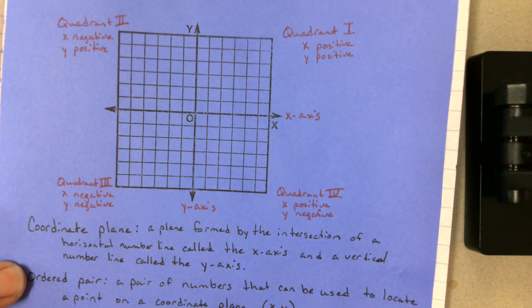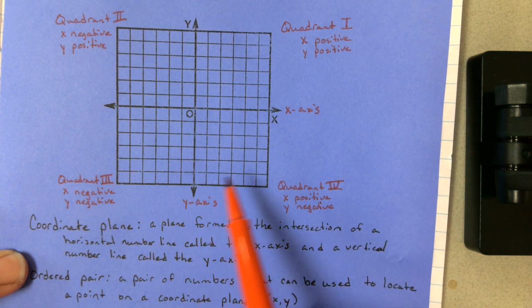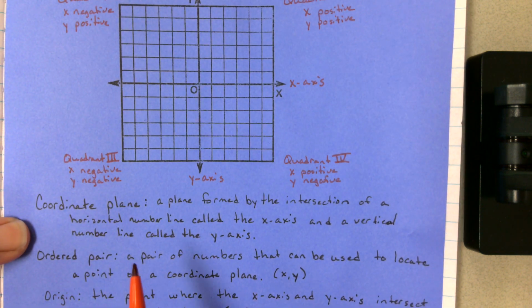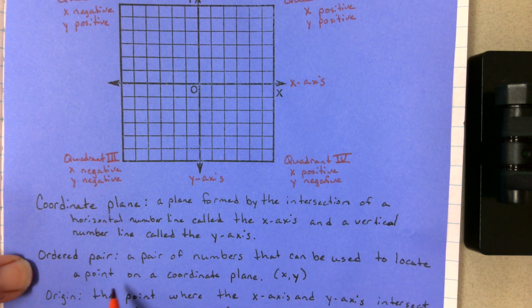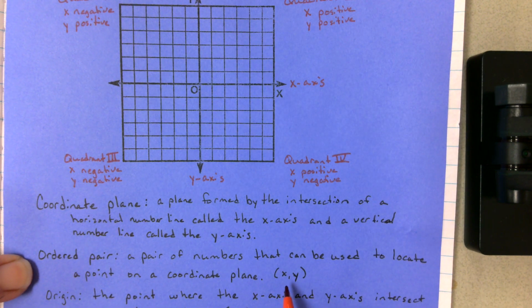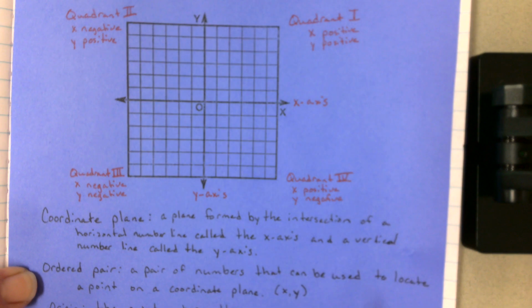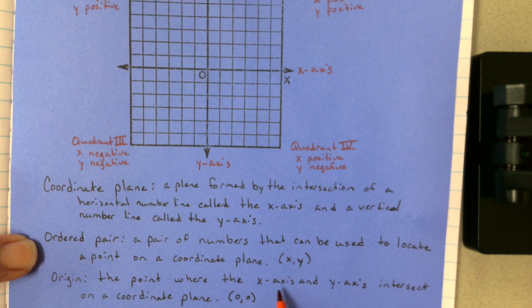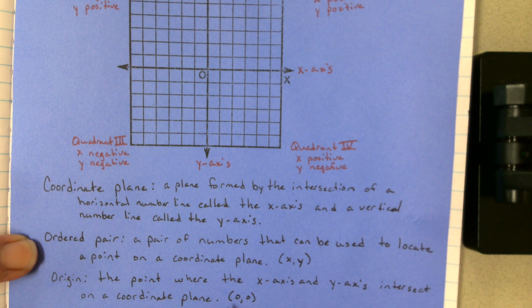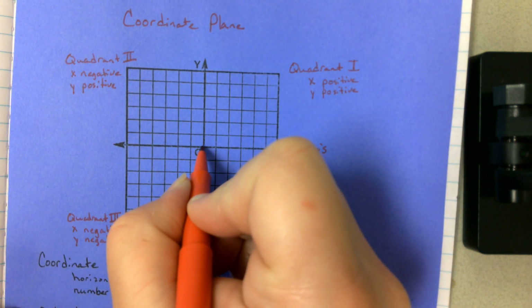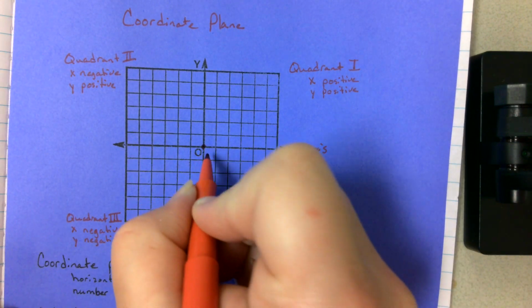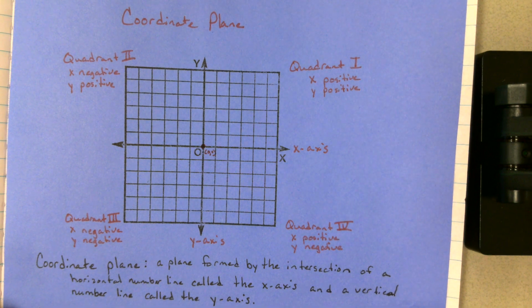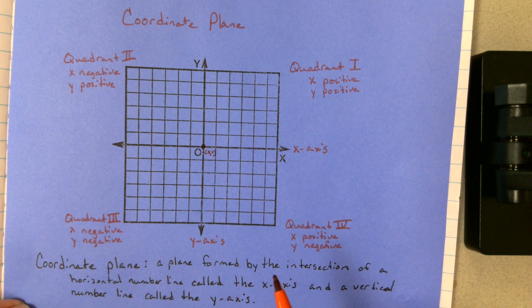All right. When we are plotting points on our coordinate plane, we're going to see an ordered pair, and that is a pair of numbers that can be used to locate a point on a coordinate plane. And the ordered pair is going to be x then y. And then our origin is the point where the x-axis and the y-axis intersect on a coordinate plane, and that point is 0, 0. So there's my origin, and the ordered pair is 0, 0.